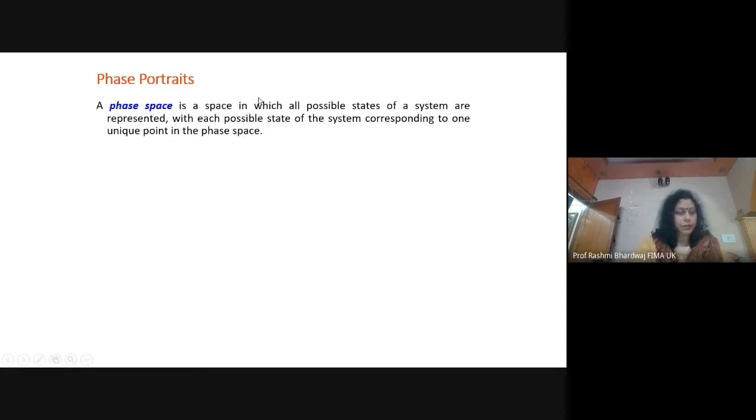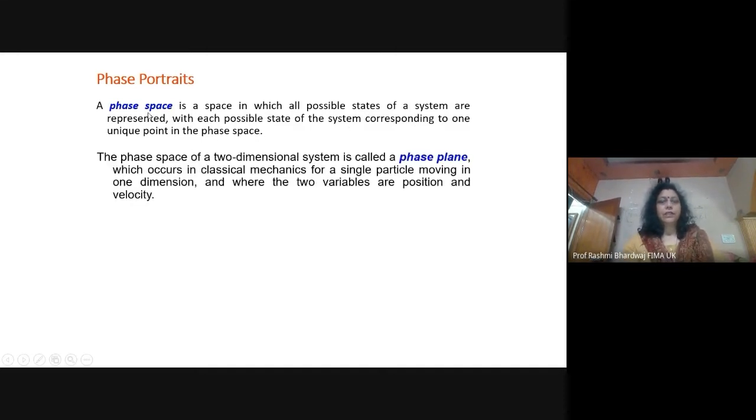Now we are coming to the phase portrait or phase space. It is a space in which all possible states of a system are represented, with each possible state of the system corresponding to one unique point in the phase space. It is a two-dimensional space which occurs in classical mechanics for a single particle moving in one dimension, where the two variables are position and velocity.